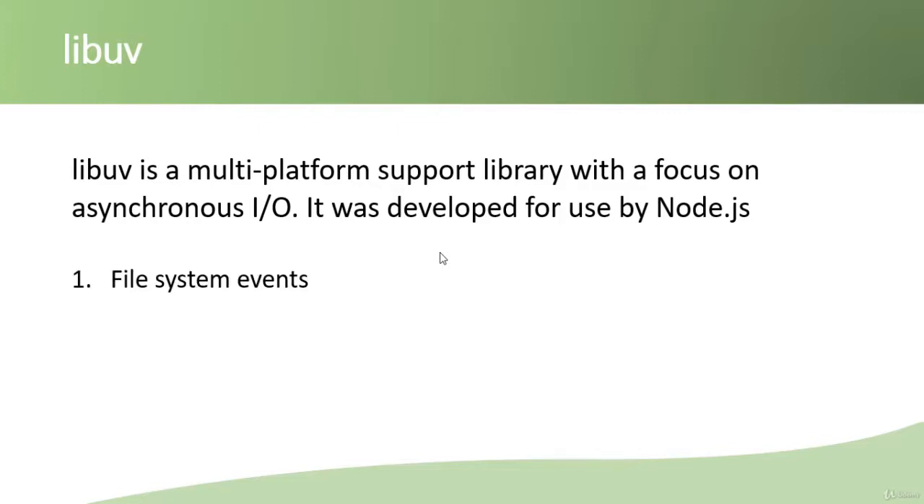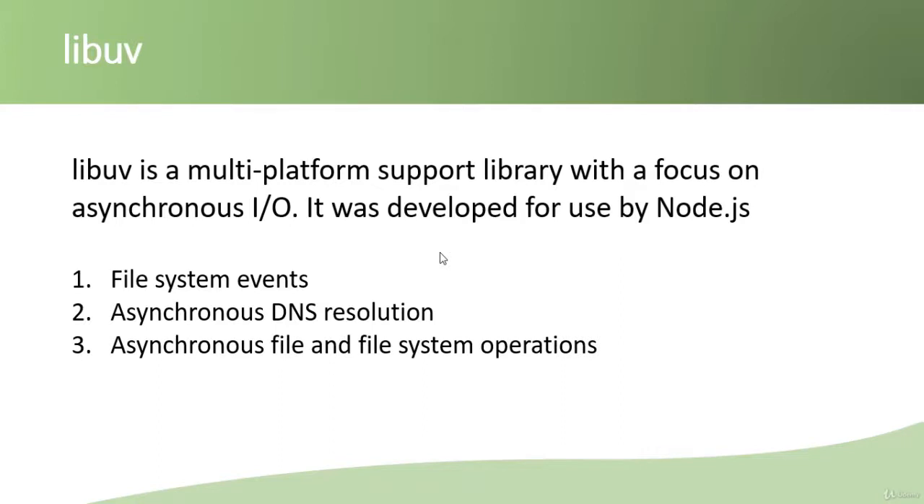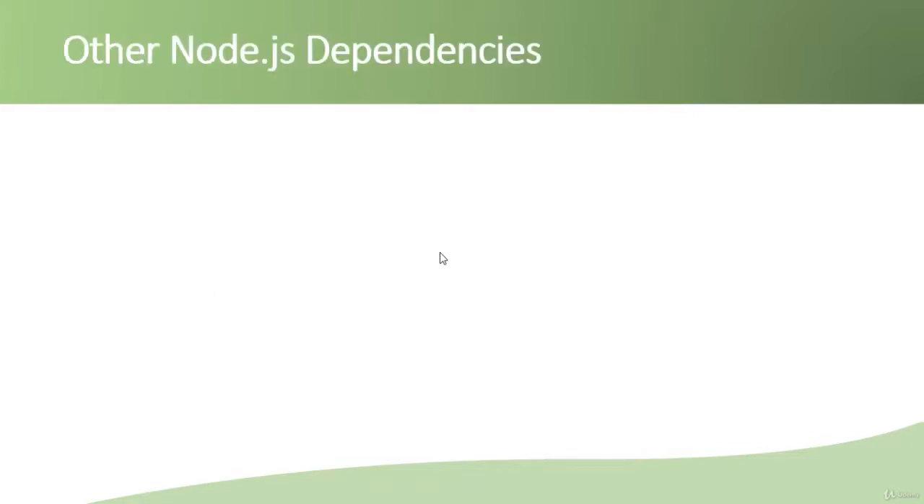It includes features like file system events, asynchronous DNS resolution, asynchronous file and file system operations, a full-featured event loop, threading, and many more. Okay, so you don't need to learn all these things. I am just giving you the overview that C++ is behind Node.js. So this is one of the most important dependencies of Node.js, which is the libuv library, which is written in C++.